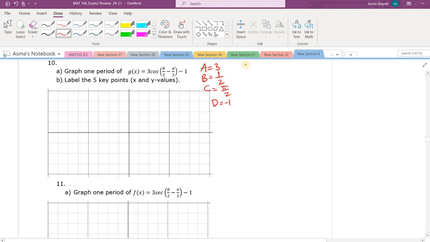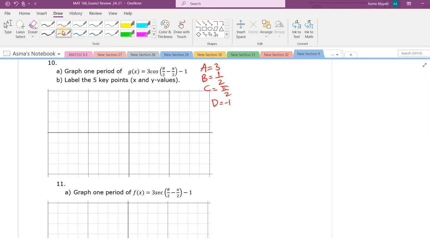So I'm going to start by finding the period, the vertical shift, and the horizontal shift. The vertical shift is 1 unit down. So this is the first graph that I can start with. I can start with drawing that. Let me not label this, okay?